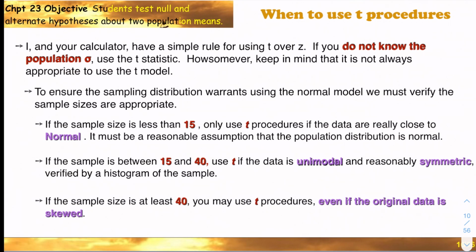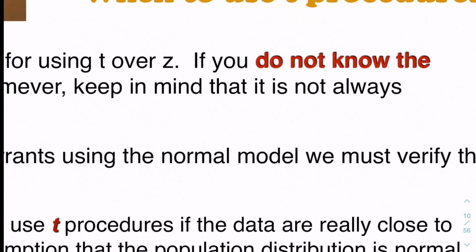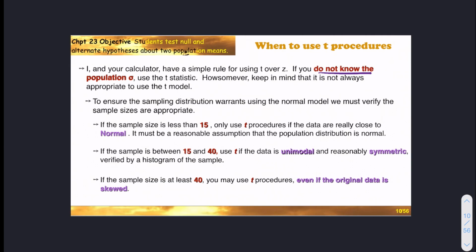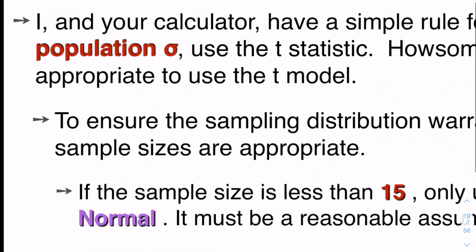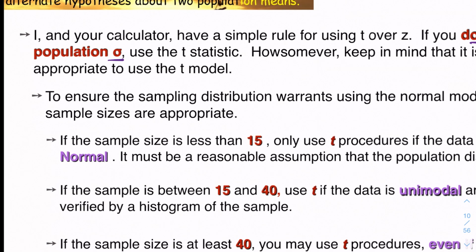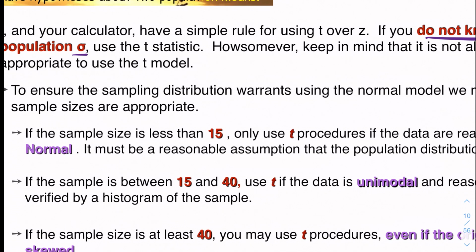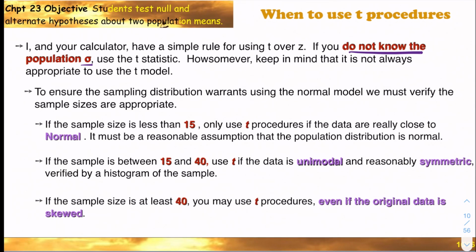So the question becomes, when to use the t procedures. Your calculator and I have a simple rule for using t over z. Here it is: if you do not know the population standard deviation, if it's not given, use a t statistic. However, keep in mind that it's not always appropriate to use the t model, and this is due to the central limit theorem.